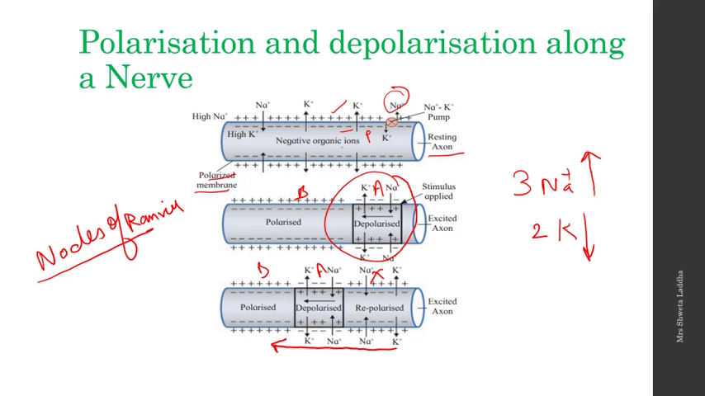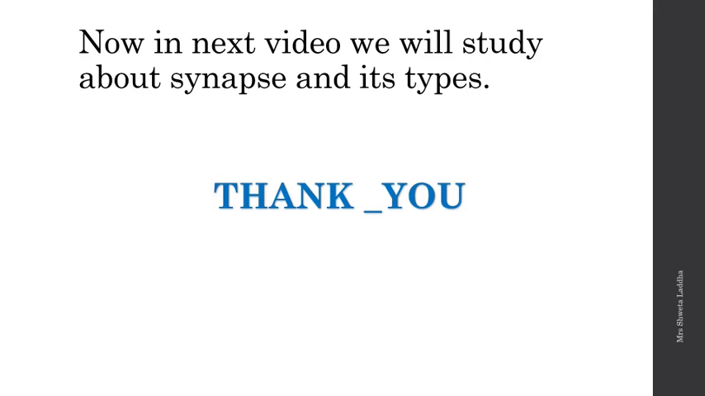It will take place at a rate of 120 meters per second. This is the rate. It is very much faster than the continuous conduction in non-myelinated fiber. The ratio is 50 to 1. So it is 50 times faster conduction in myelinated neurons as compared to non-myelinated neurons. So students, I hope you have understood the concept.